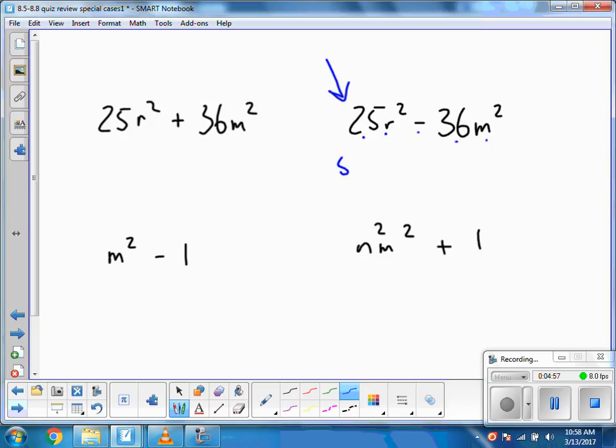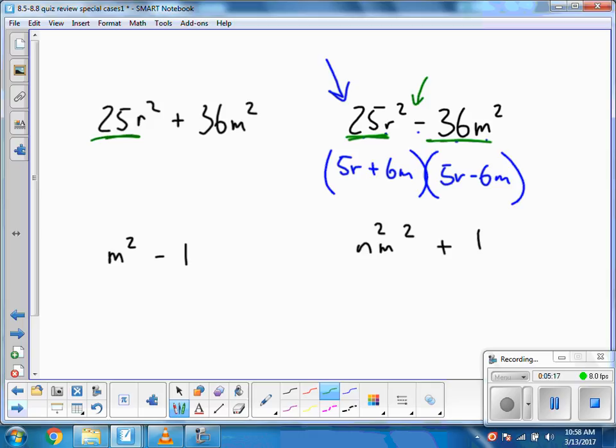So I'm going to do 5r plus 6m, 5r minus 6m. And if I FOIL this out, my middle term is going to cancel out. And that's really what I'm looking for. Again, perfect squares with the difference, and that's good. So when I look at this guy, I see perfect squares, but there's a sum here. So really, this guy is not factorable. This guy is just prime.